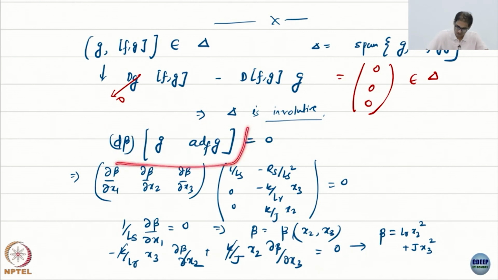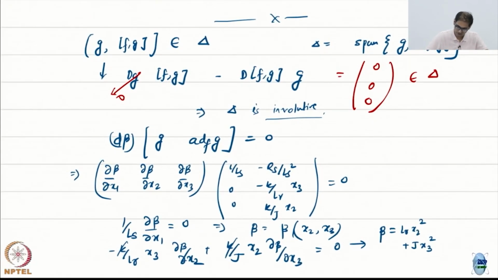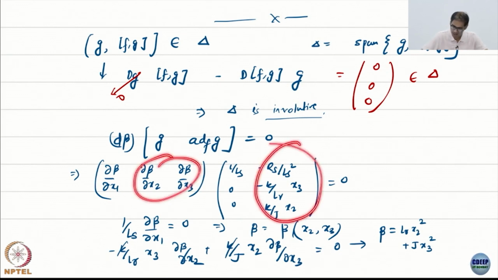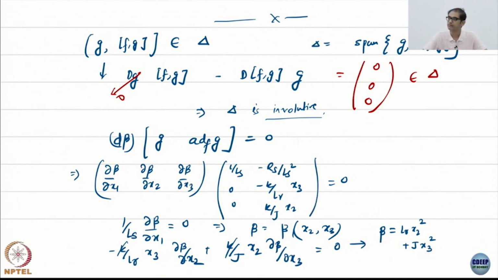This is just an evaluation of these partial derivatives here. So you get a bunch of equations in partial derivatives, and at this point you get a few conditions. You get that the partial of b with respect to x1 is 0, so there is no dependence on x1. You have only dependence on x2, x3, and once you have that, you can use the second equality to conclude that beta comes out to be something like this.